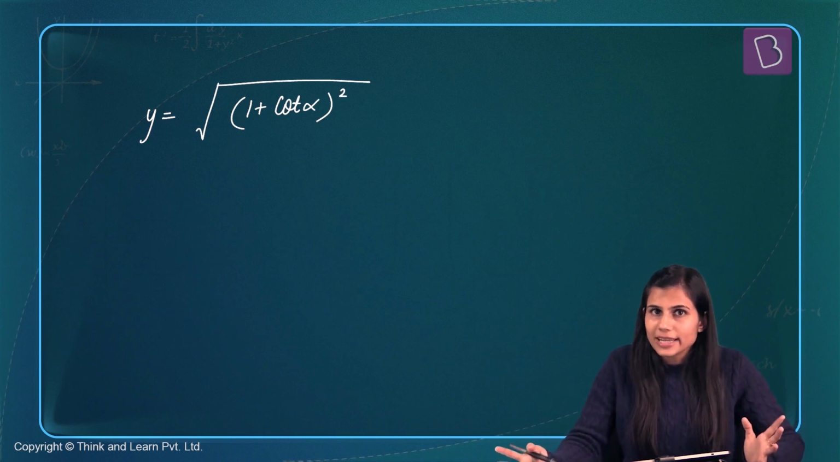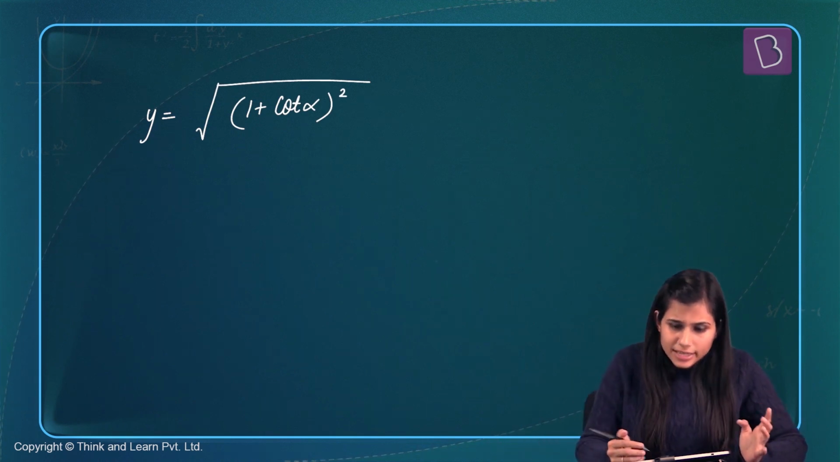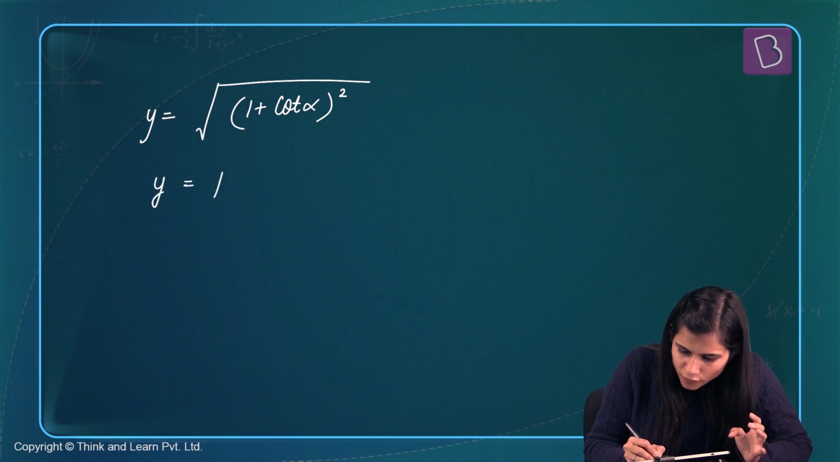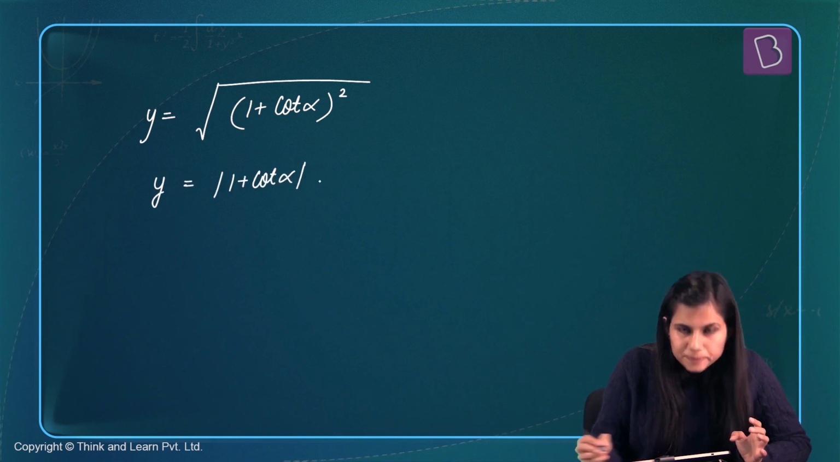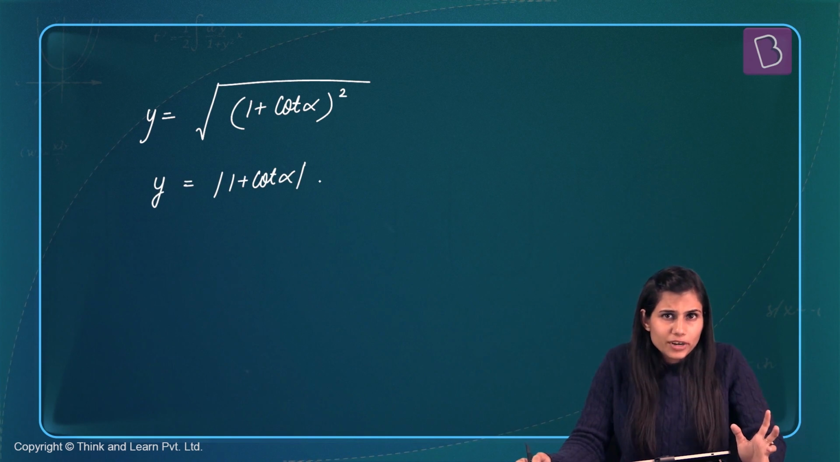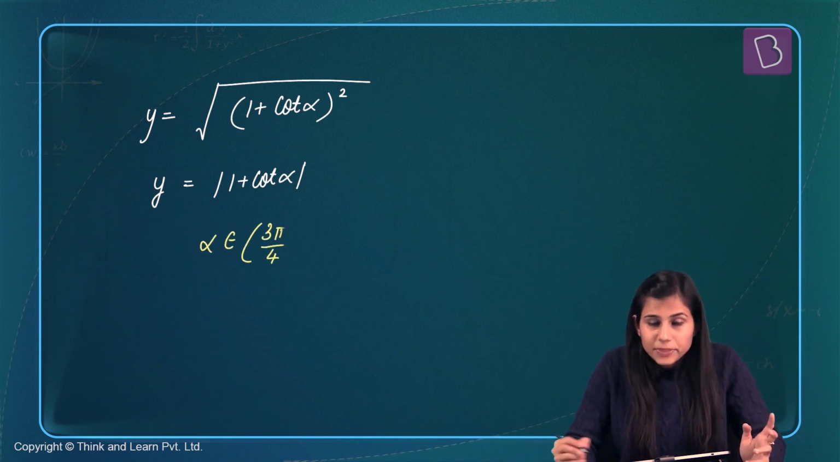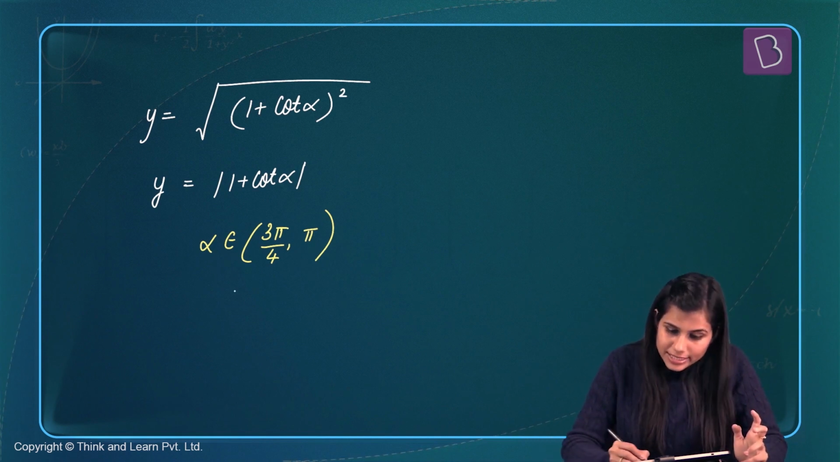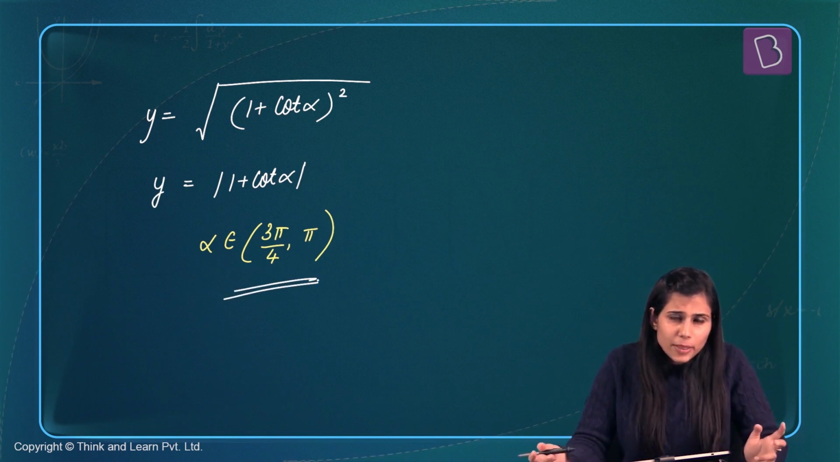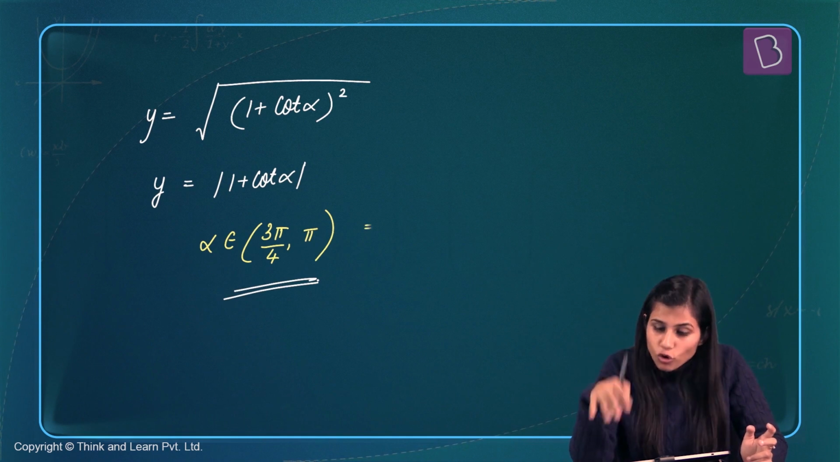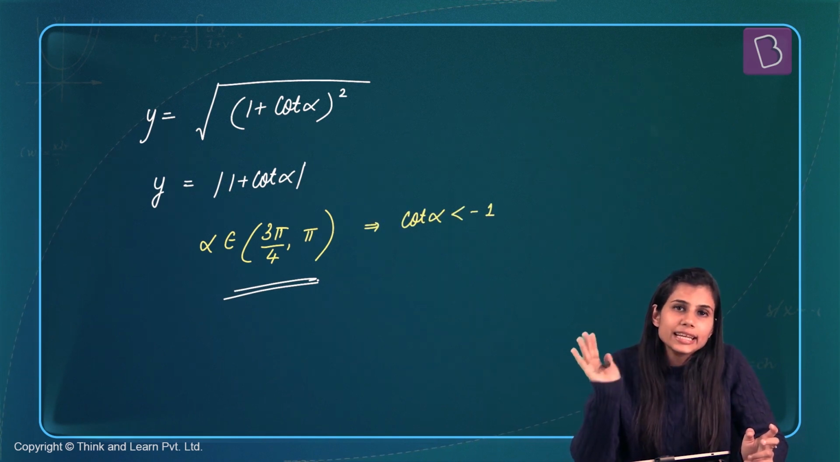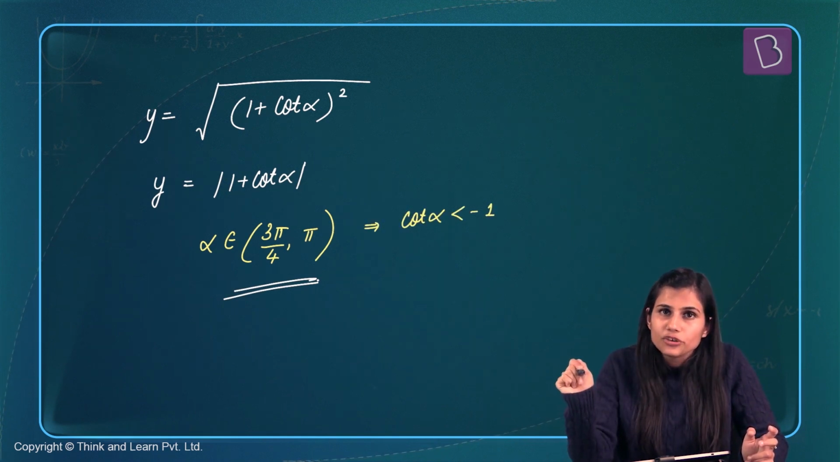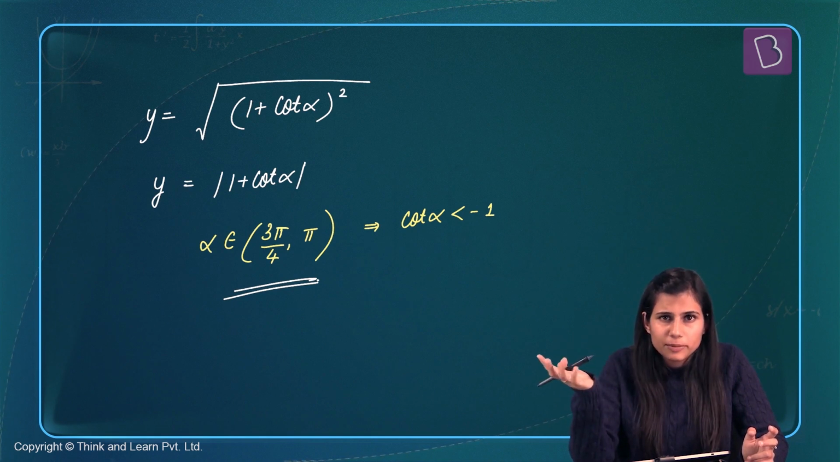So this is what my y is now. And of course, what I write in the next step is going to be mod of 1 plus cot alpha. Now recall the condition over alpha. Alpha was belonging in the interval 3 pi by 4 comma pi. If alpha is in this interval, recall that for these values of alpha, cot alpha is always strictly less than minus 1. You can recall that from the graph if you're aware about it.